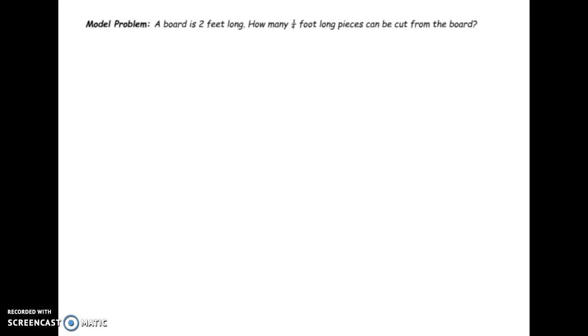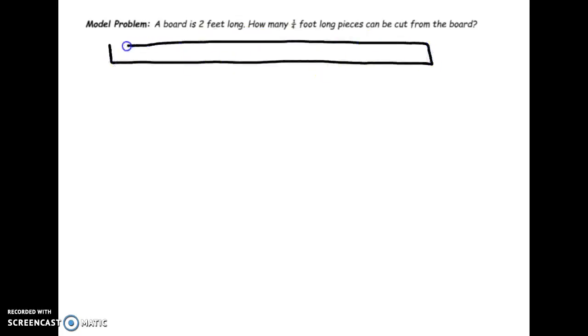Okay, our model problem for today says, a board is 2 feet long. How many 1/4 foot long pieces can be cut from the board? Well, in order to answer this question, we need to think visually about what's going on here. So we have a board that's 2 feet long. So let's cut it into 1 foot sections. So this whole thing, the entire distance, is 2 feet long.